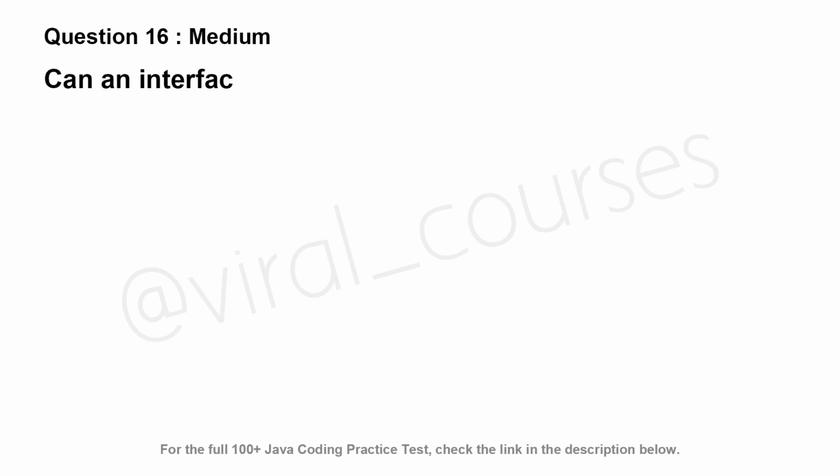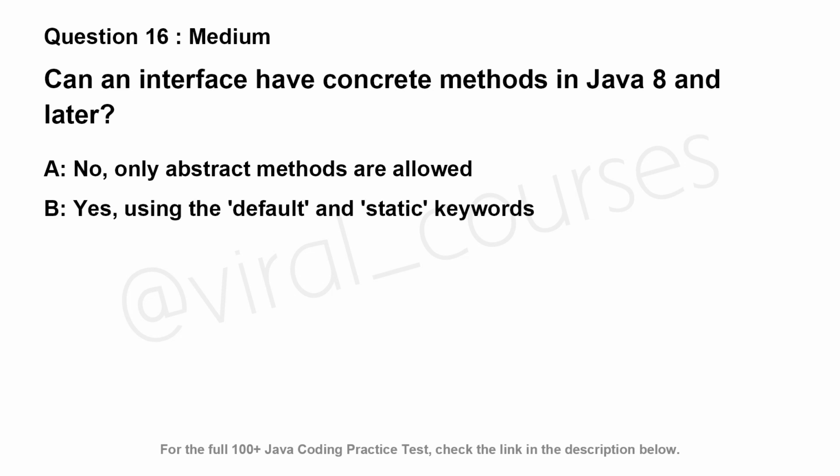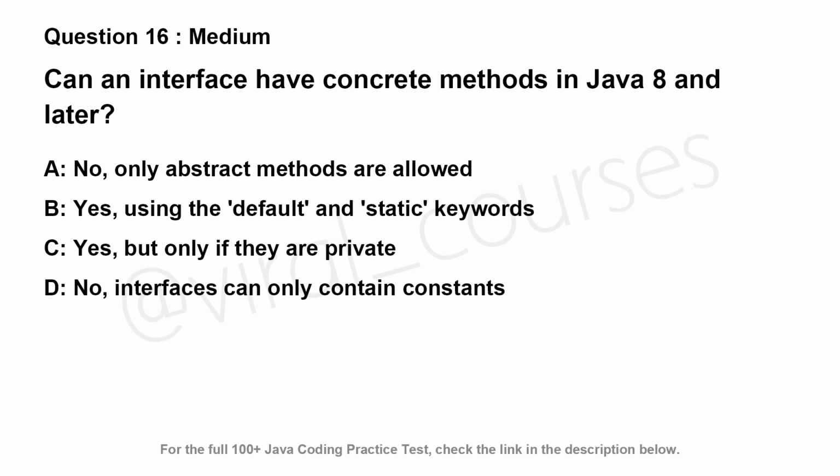Can an interface have concrete methods in Java 8 and later? Option A, no. Only abstract methods are allowed. Option B, yes, using the default and static keywords. Option C, yes, but only if they are private. Option D, no. Interfaces can only contain constants.